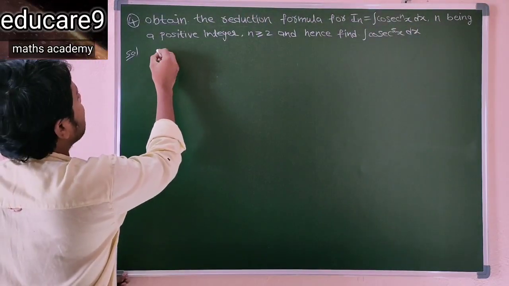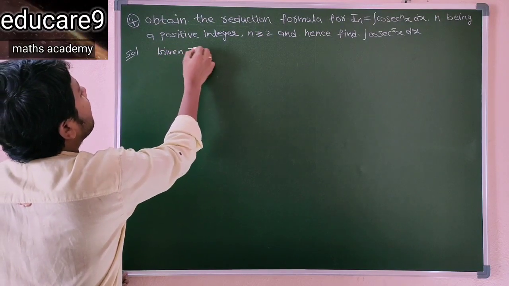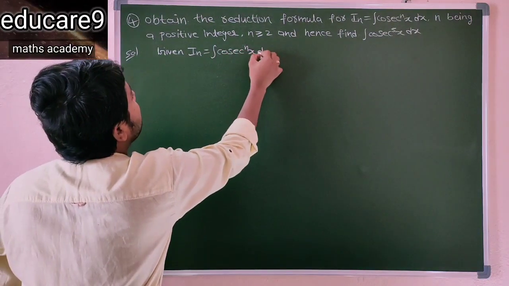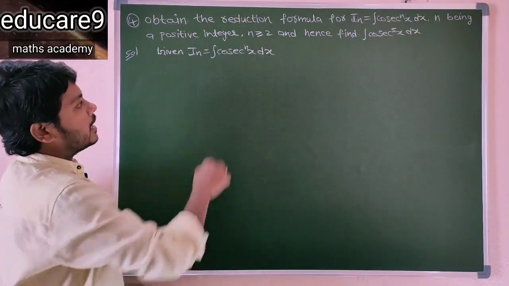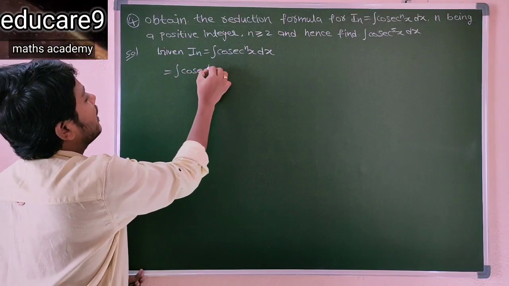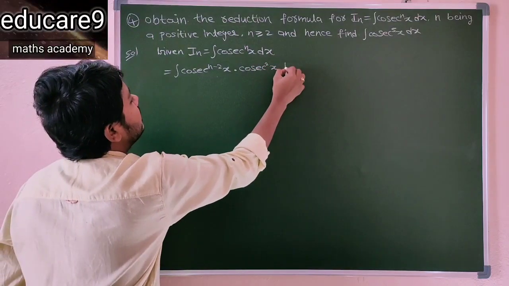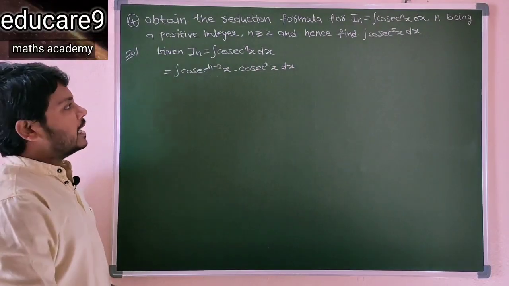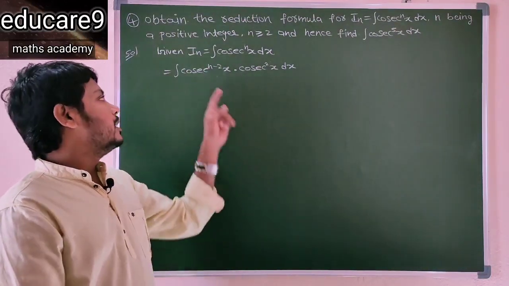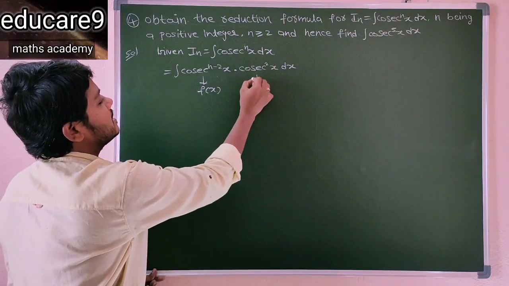So, here given, In is integration of cosec power nx dx. Write this cosec power nx as integration of cosec power n minus 2x into cosec square x dx. Clearly, cosec power n minus 2x is not directly integrable, so in that case this is the first function and this is the second function.